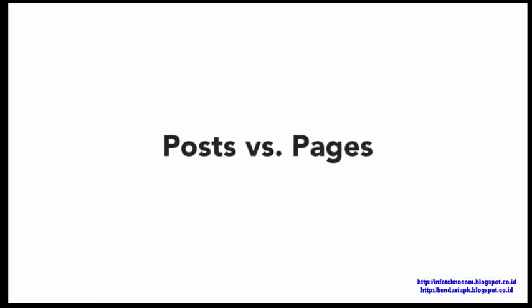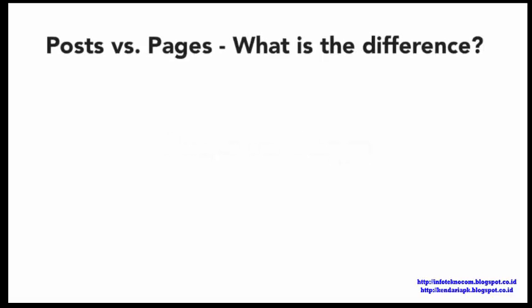WordPress has two main types of content, posts and pages. Understanding the similarities and differences between them is important to create a well-organized site. So what is the difference between a post and a page?